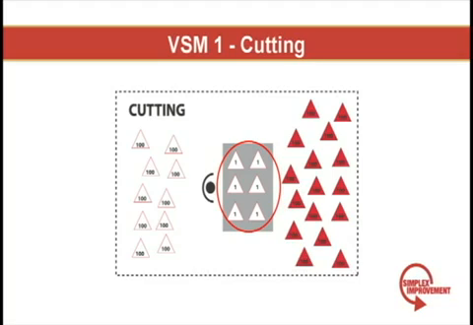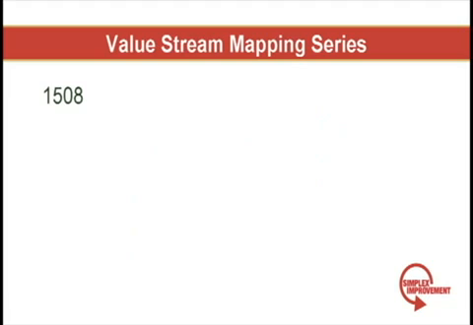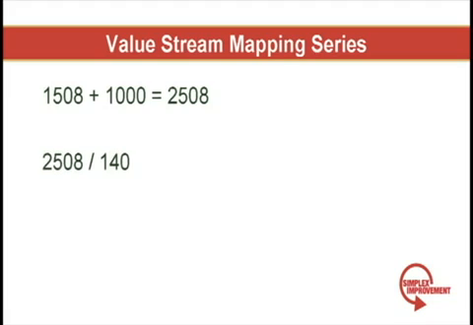So we have to go back and erase the original number of 1,508 because I found more WIP at the next station. Now do you see why we do this in pencil? So 1,508 plus 1,000 gives me a grand total of 2,508. Again, I divide this by 140, and that gives me 17.9 days.